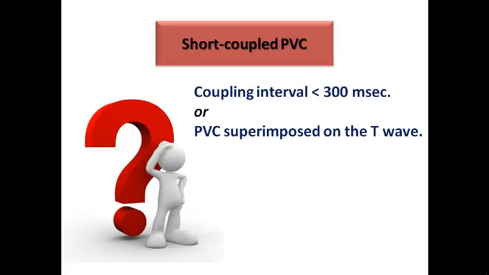We have another terminology that we need to understand as well, which is the short coupled PVC. Short coupled PVC means that the PVC has a very short coupling interval, less than 300 milliseconds. So if I calculate the interval between the sinus beat and the PVC, I can see that the coupling interval is less than 300, or sometimes it's defined as a PVC superimposed on the T wave.